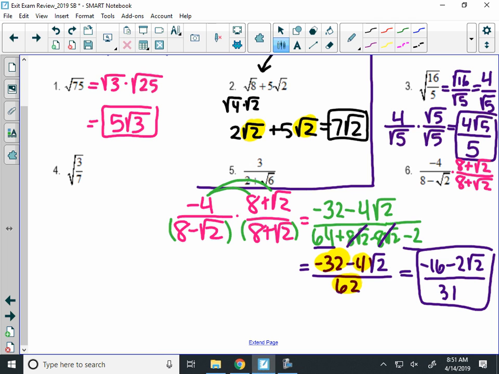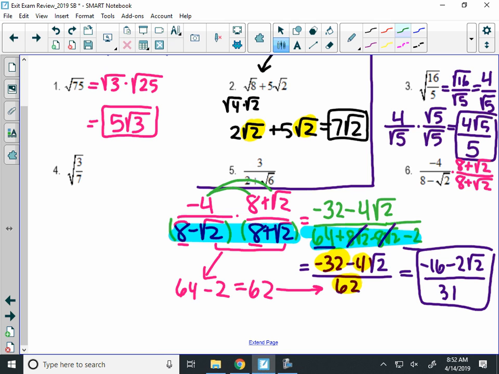Now, if you wanted a shortcut, instead of foiling to get the denominator here, notice the middle terms always cancel off. So I showed you this shortcut once before. You don't have to do it, but you could take the 8 times 8, which is 64. There's not going to be a radical in my answer, so I can skip to the part that's negative radical 2 times radical 2, which is minus 2. And that gives me the 62 that I ended up having in the denominator. If you can't remember that or that's too much for you, go ahead and just FOIL out the denominator.